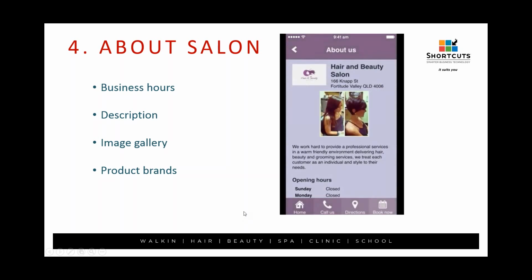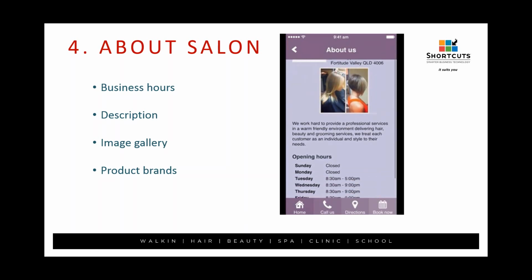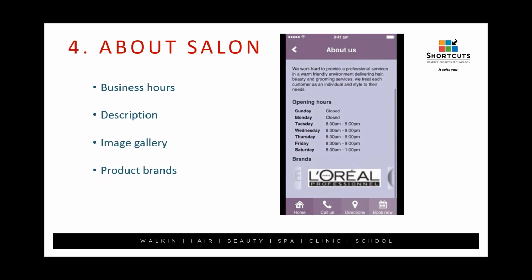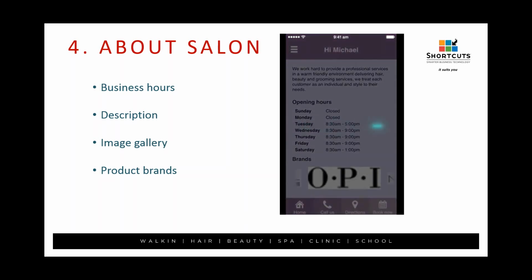Okay, so it goes into the tile. You can see it gives information about the business. It shows me the gallery image, and it'll flip through those images. It shows me the description that I've configured, the opening hours, as well as the product brands. Okay, any questions about that one there?